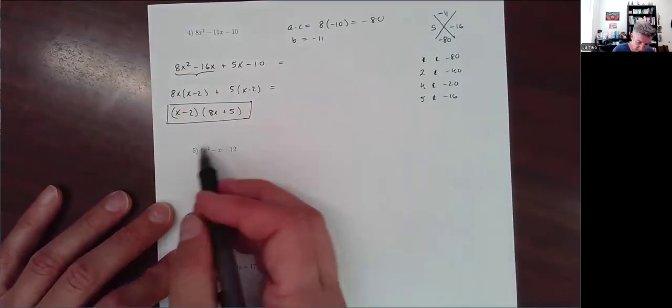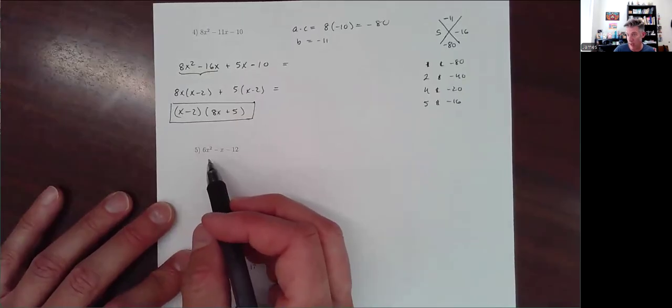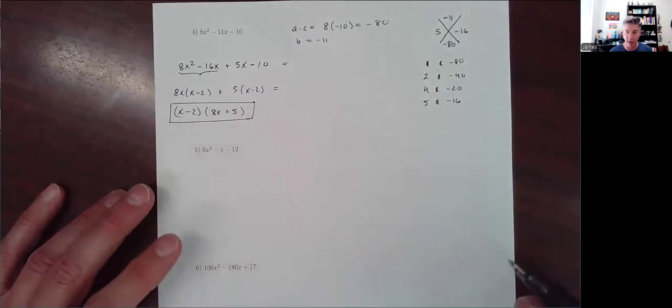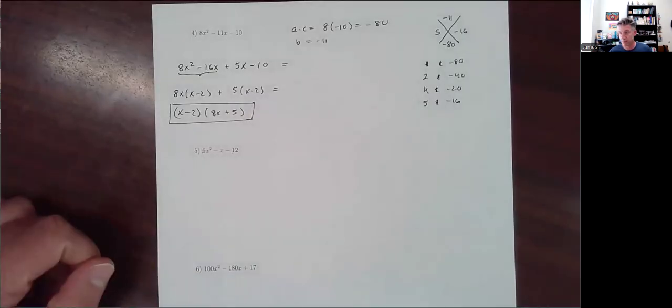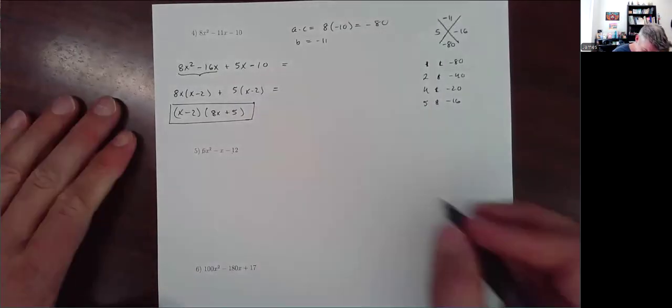Same process. You should try this next one the same way before I do it. Pause the video, give it a try. I'll point out that 6 times negative 12 is negative 72, but give it a shot. And now that you've given it a shot, let's try it.